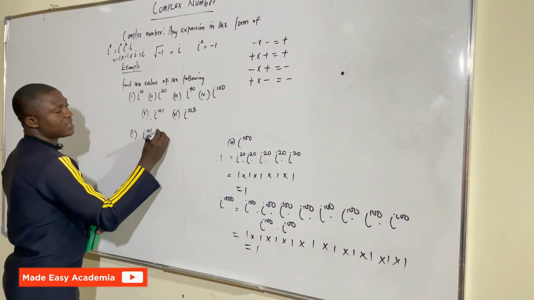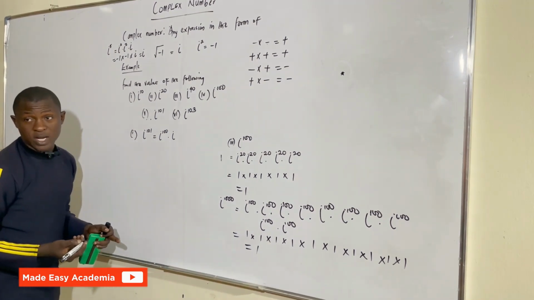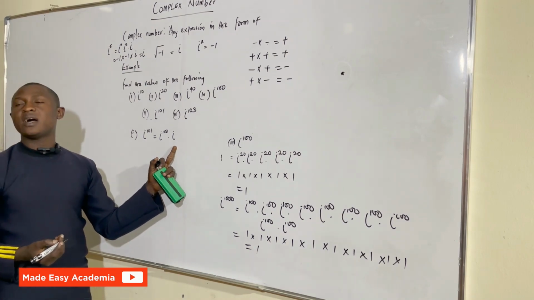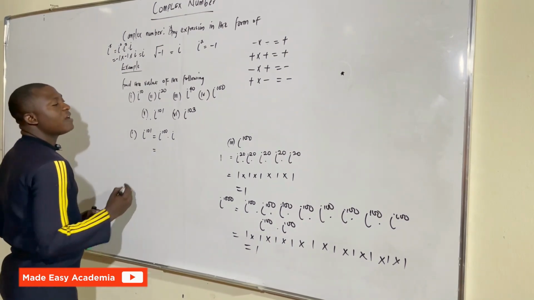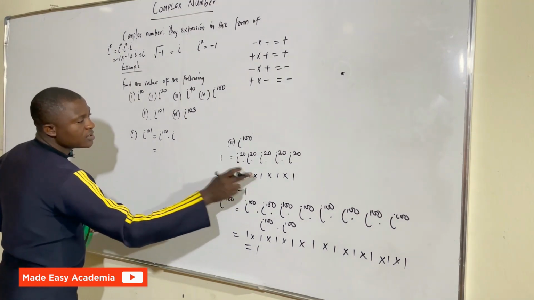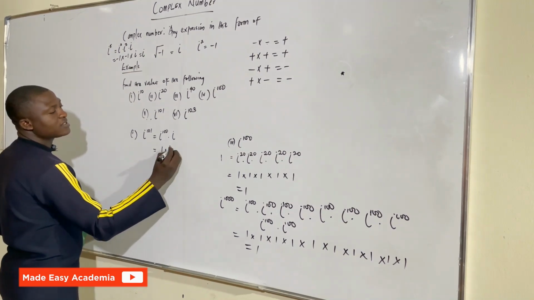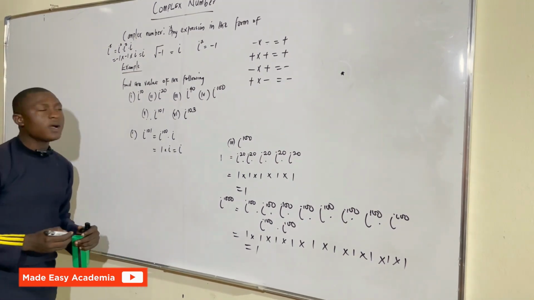That means i raised to the power of 101 is the same thing as i raised to the power of 100 multiplied by i raised to the power of 1. And i raised to the power of 1 is nothing but i. So here, I have i raised to the power of 100 to be 1. So now we have 1 multiplied by i. So 1 times i, of course, we are going to have i.